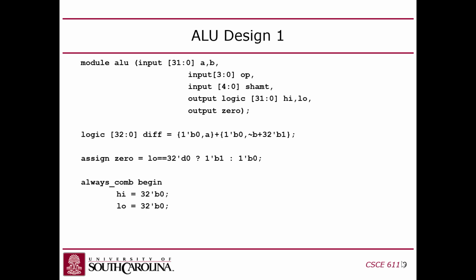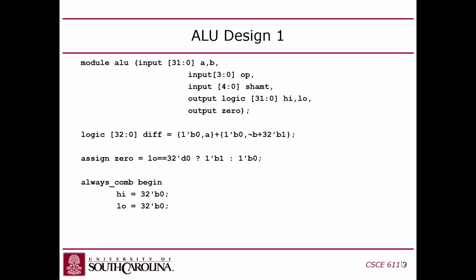But anyway, it's a module ALU. It has the inputs A and B, operation code, shift amount, and output, as I mentioned before, high and low, 32 bits. Output, there's a zero flag. This is the diff. This is the difference between A and B. As I mentioned, it's used for the comparison operations, and it's an internal signal.